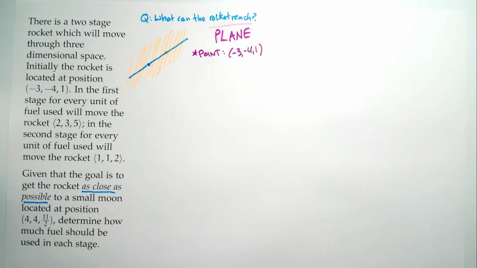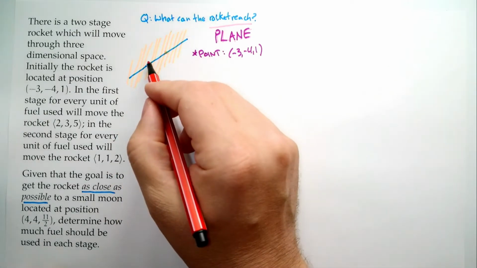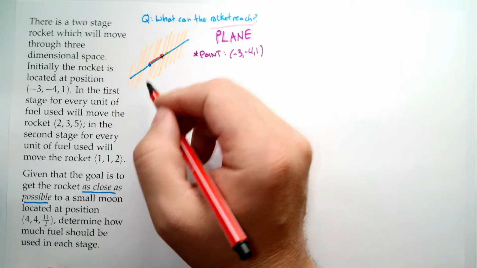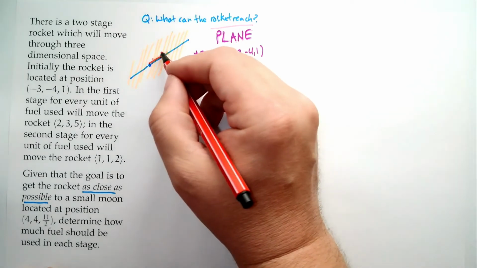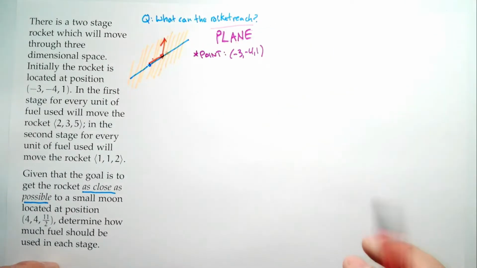What's wrong with these two vectors? They're all on the plane. Yes, or you could say they're parallel to the plane. We need something that's perpendicular to the plane. Currently, we have one vector which points in the direction of the first stage, and a second vector which will point in the direction of the second stage. But both of them are in the plane. We want something perpendicular to the plane.